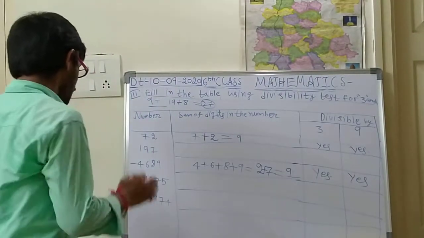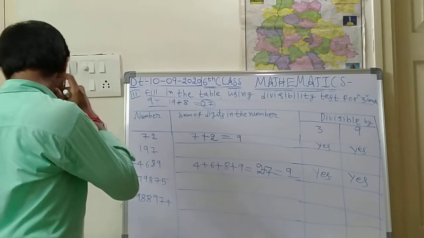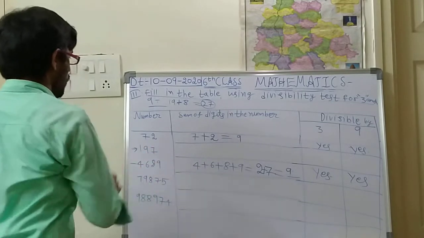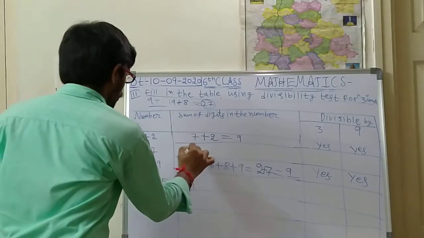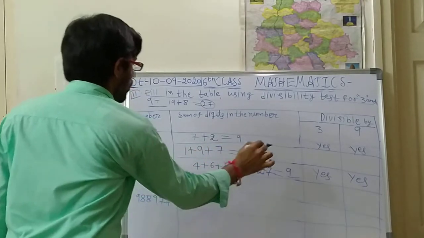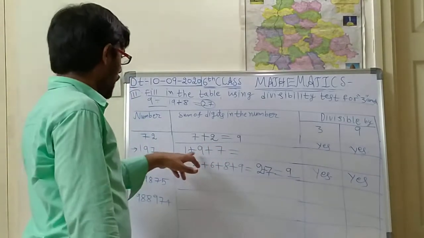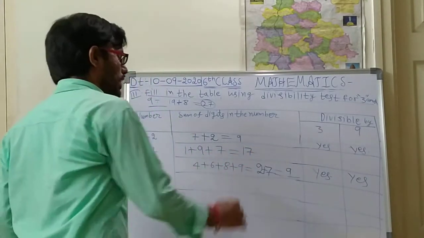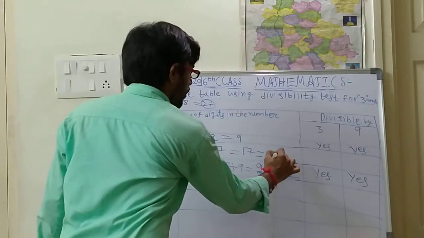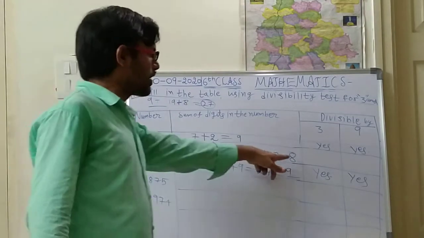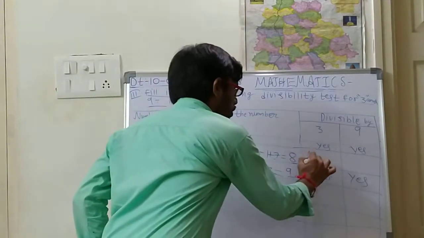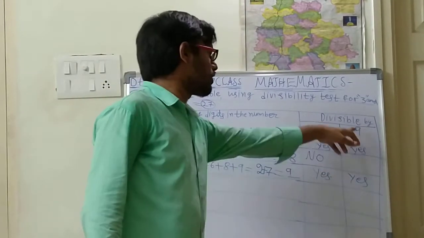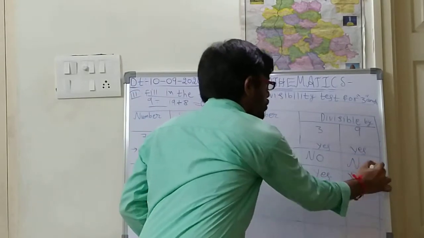Now we shall see the next one. 197. 1 plus 9 plus 7. What is 1 plus 9 plus 7? 9 plus 1 is 10. 10 plus 7 is 17. You got 17, so again you do 1 plus 7. 1 plus 7 is 8. Is 8 divisible by 3? No. So you write no. Next, see the nine column. Is 8 divisible by 9? No. Here also no.